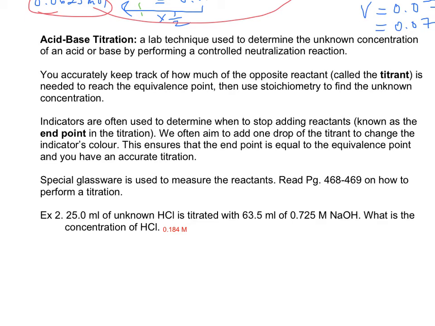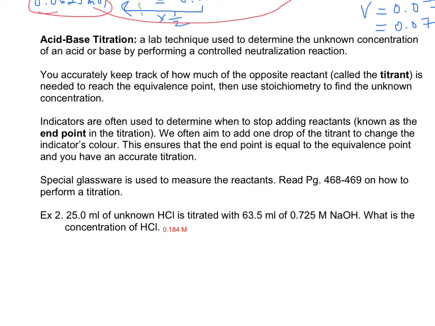We often aim to add 1 drop of the titrant to change the indicator's color. This ensures that the endpoint when we stop adding the reactants is equal to the equivalence point when the acid and the base have completely stoichiometrically neutralized. This gives us a very accurate titration. Special glassware is used to measure the reactants. Have a look on page 468 to 469 on how to perform a titration.